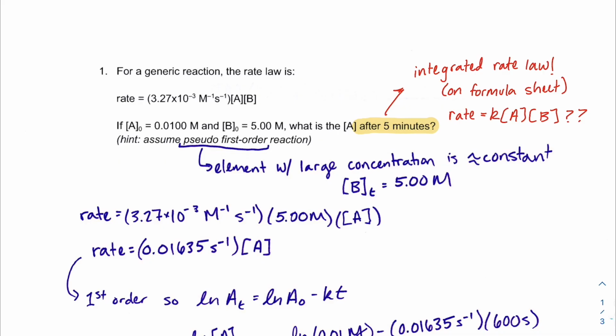So what we could do is assume that this is a pseudo first order reaction, which essentially means that one of our concentrations is going to be way higher than the other concentration. So in this case, 5 molar is many orders of magnitude bigger than 0.01 molar. So we can assume that the concentration of B at any given time is approximately 5 molar. What this means is that we can take our rate law from before and plug 5 molar in for the concentration of B. And then we can come up with a new rate law that is pseudo first order.